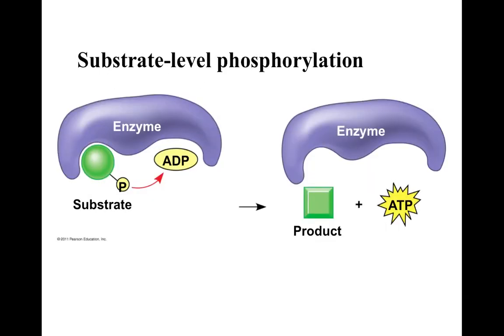So substrate level phosphorylation means that basically we have an enzyme that can take a substrate with a phosphate group on it and add that onto ADP to produce ATP. So that's what we mean by substrate level phosphorylation. We're taking a phosphate group off of one molecule and adding it to ADP. And we'll see that oxidative phosphorylation is different. It doesn't quite work the same way.